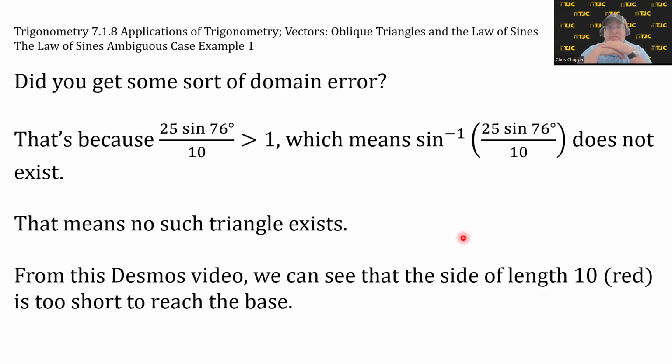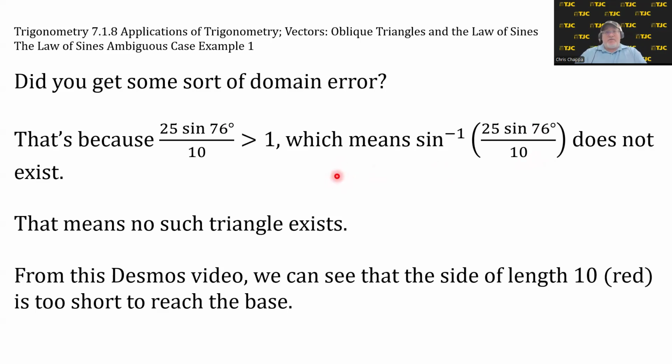And if you get some sort of a domain error, the reason why is because the thing inside the inverse sine was greater than 1, which is outside of the domain of inverse sine. So inverse sine of that expression does not exist, which means no such triangle exists.